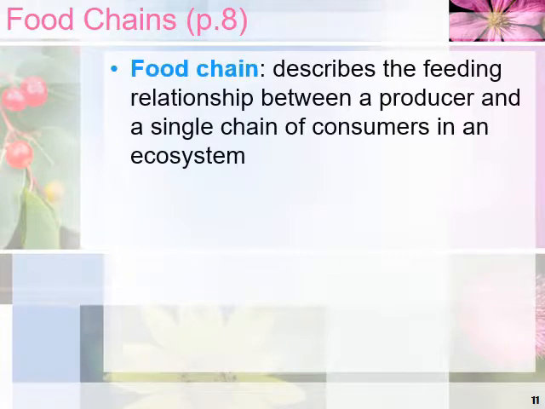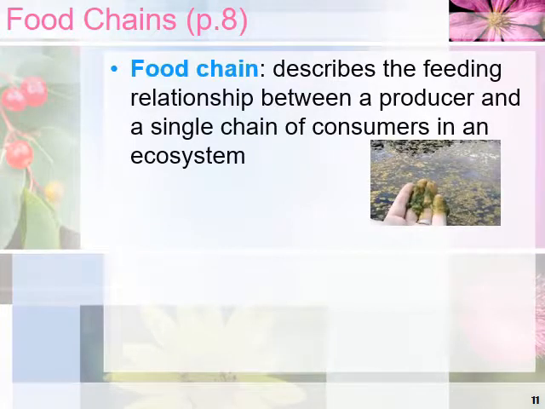So when we think about energy and nutrition passing from producers to consumers, ultimately ending up in our decomposers because everything dies and has to be recycled back into our system, we can map out the movement of energy and nutrition through an ecosystem using a food chain. And so a food chain basically is describing the feeding relationship between producers and consumers, and is basically a single chain going from producers to ultimately our top consumer.